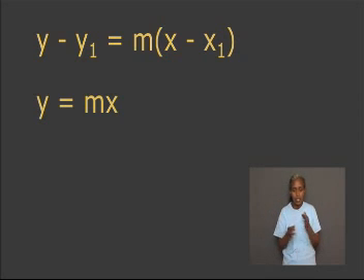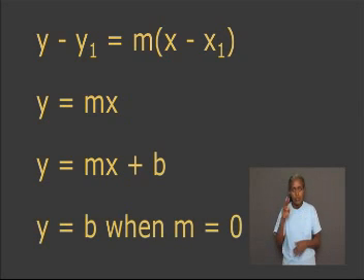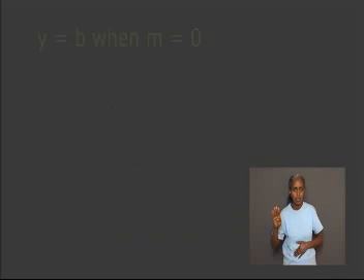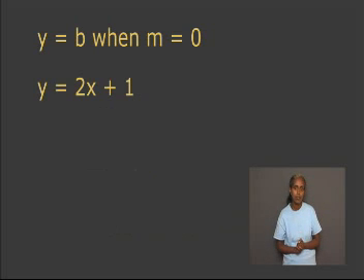If the y-intercept of a line with slope m is b, its equation is y equals slope times x plus b. If m equals 0, then the equation of the line will be y equals b. To graph a line, 2 points are required. Take, for example, the equation y equals 2x plus 1.